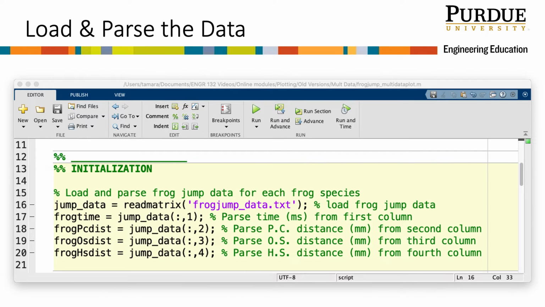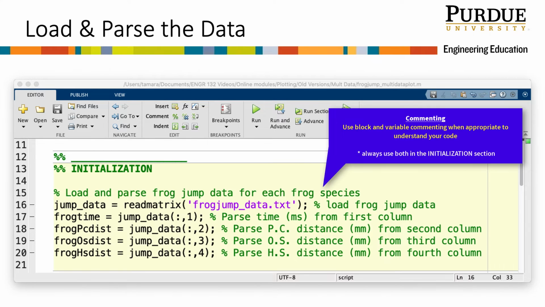This is almost the same as the load and parse the data slide from before. However, the changes are that I named the first data set Frog PC Dist for the Pseudacris crucifer distance data, and I also parsed out the Osteopilus septentrionalis distance data in column 3 and the Frog HS Dist for the Hyla squirella distance data in column 4. These loaded data will work for all three of the examples we are working on in this module. Always remember to comment your code.